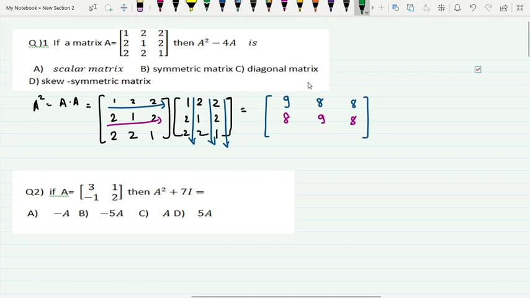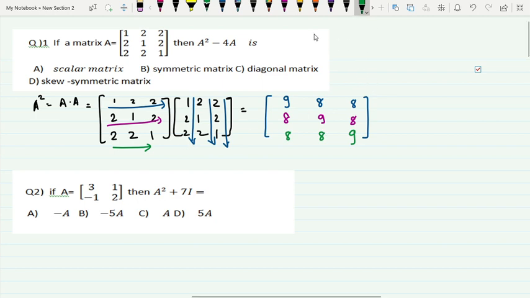Then third row into first column: 2 plus 4 plus 2, again 8. Then third row into second column, that is 4 plus 2 plus 2, that is 8. And then third row into third column, we will be getting 9.